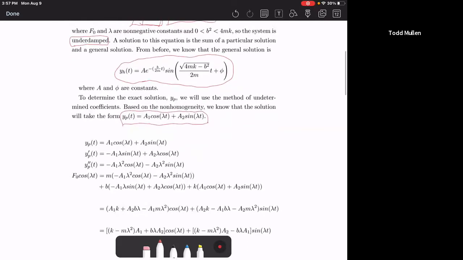Well, we take the first couple derivatives here. So we've done this many times, but just make sure your negatives are all in the right place. Like cos becomes negative sine, sine becomes positive cos, negative sine becomes negative cos, and cos becomes negative sine. Then we set F naught cos lambda t equal to m times the second derivative plus b times the first derivative plus k times the original function.